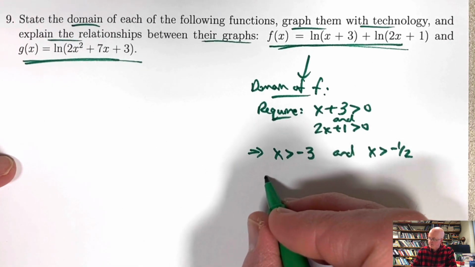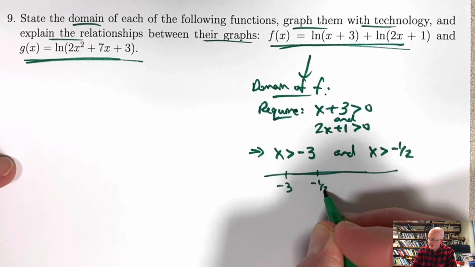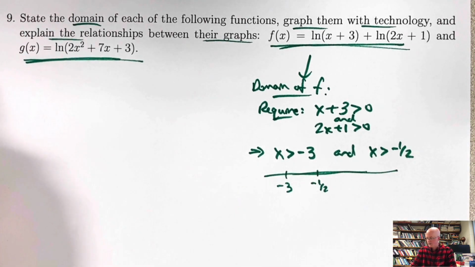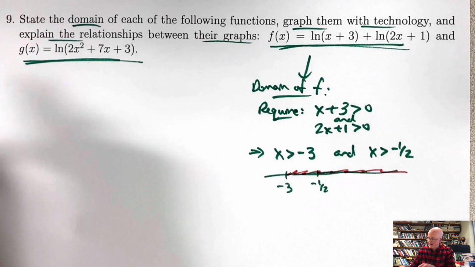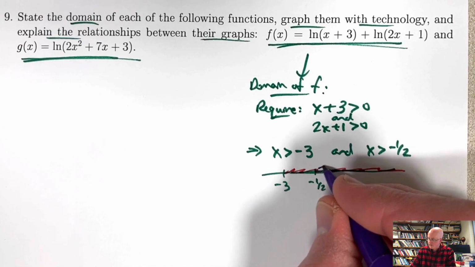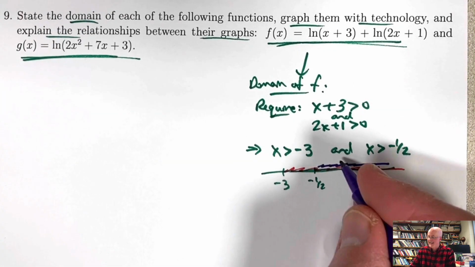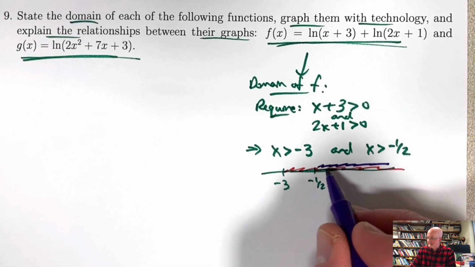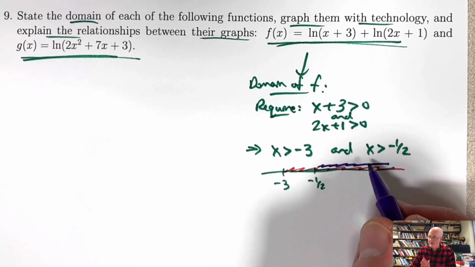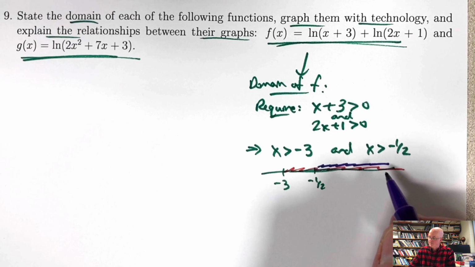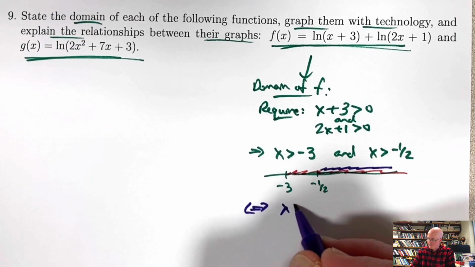Draw a picture to help you. A number line. There's negative 3. Here's negative 1/2, say. For this inequality to be true, x has to be to the right of negative 3. And for this other inequality to be true, x has to be to the right of negative 1/2. For them to both be true, since this blue set is a subset of the red set, it means we want what's in the blue set. That's our condition. Both of these being true is equivalent to x being bigger than negative 1/2.